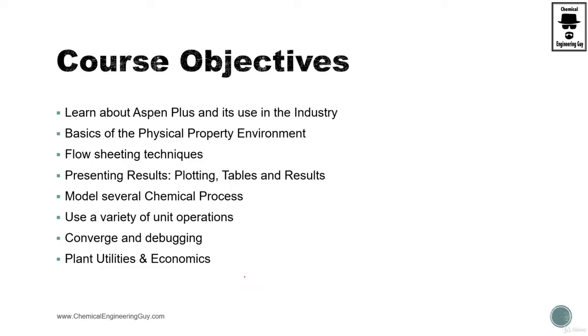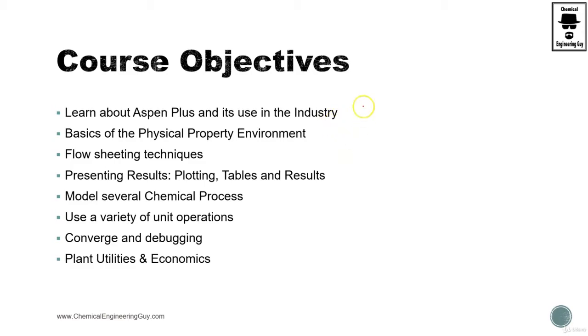Course objectives. The main goal of this course is for you to understand what Aspen Plus is, why we need it, and why it's so helpful for us process engineers in the design, operation, and optimization of plants or chemical plants. You might be in the chemical industry, in petrochemicals, in fine chemistry, and so on.